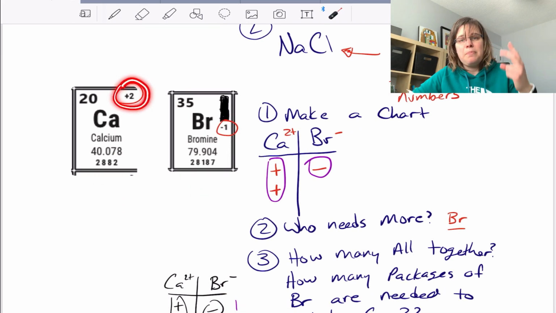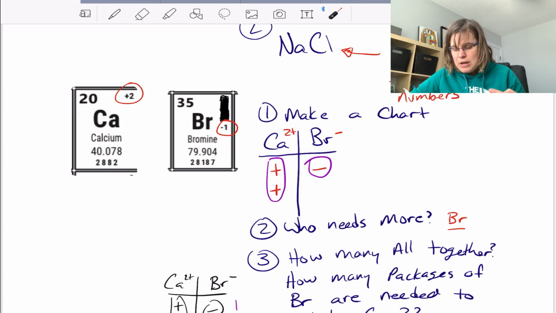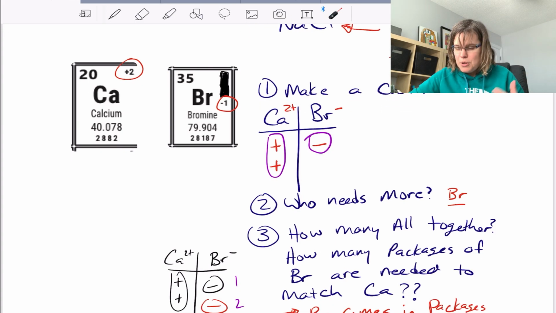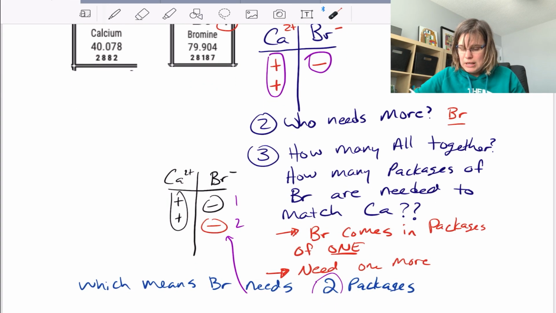Okay, seems simple. Here's the next one. This one, calcium is a +2 and bromine is a -1. When we make our chart like we're supposed to, just like I'm showing you right here, you'll notice that 2+ for calcium, there's 2 pluses for calcium and 1 minus for bromine. This is the same story that we did before. Who needs more? Bromine needs more. Bromine only has one bubblegum package. How many does bromine need altogether? Well, bromine needs 2 packages to balance out calcium's 2 over here. So when we think multiplicatively, what times 1 is 2? Well, 2 times 1 is 2.